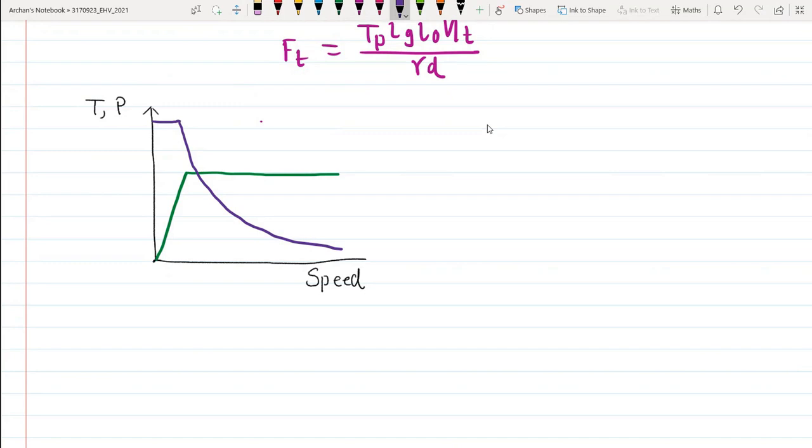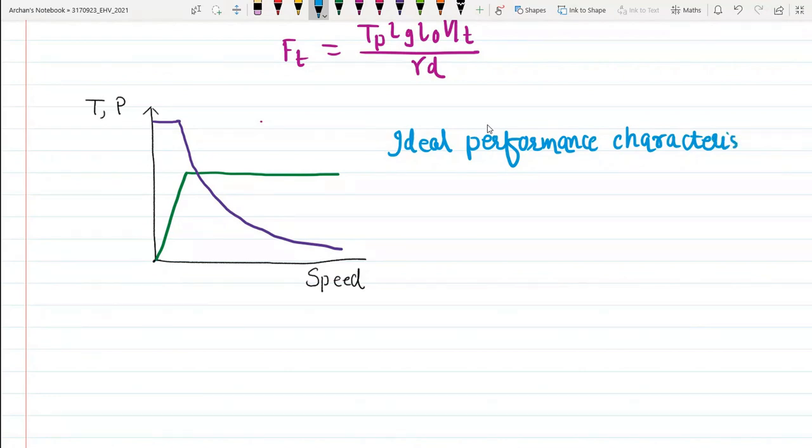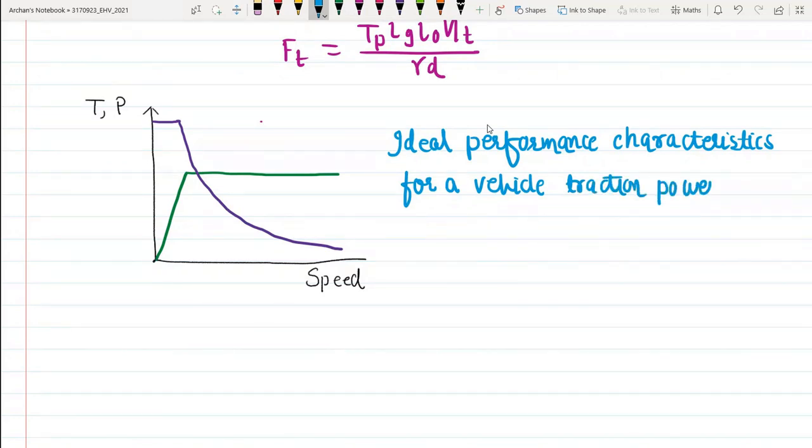Okay, so this is the ideal performance characteristic for a vehicle traction power plant. Okay, so this is the thing.